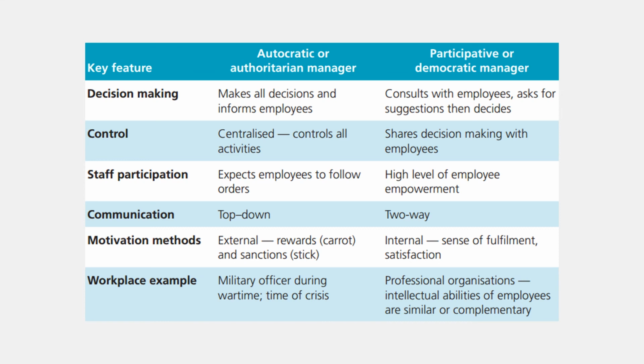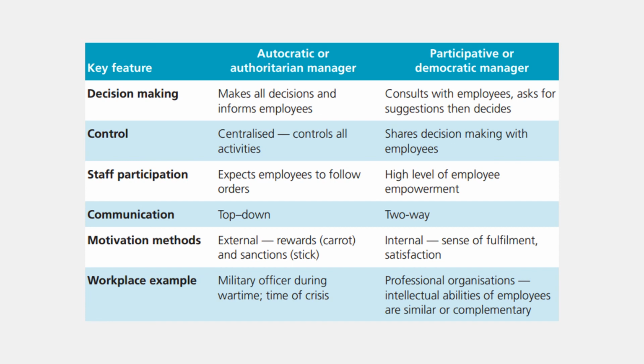Similarly, there's a high level of employee empowerment. They participate significantly in a democratic leadership style, and an authoritarian manager will expect employees to just follow what they do. And communication comes from the top, from the CEO of a business, and worms its way down the business structure in that hierarchical business structure that we looked at for an autocratic manager. But in a democratic manager, you'll see that there's two-way communication. Every person is listening and sharing their ideas.